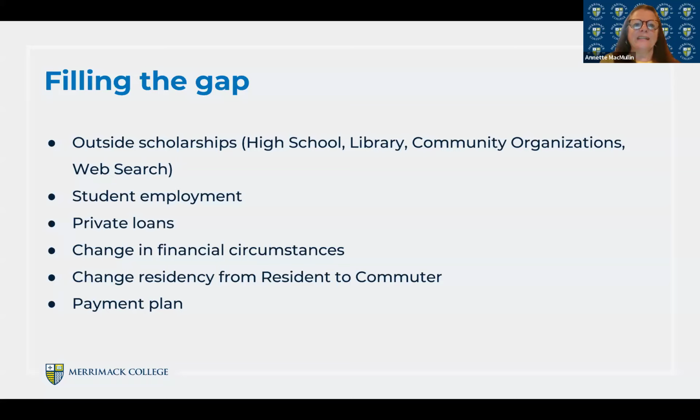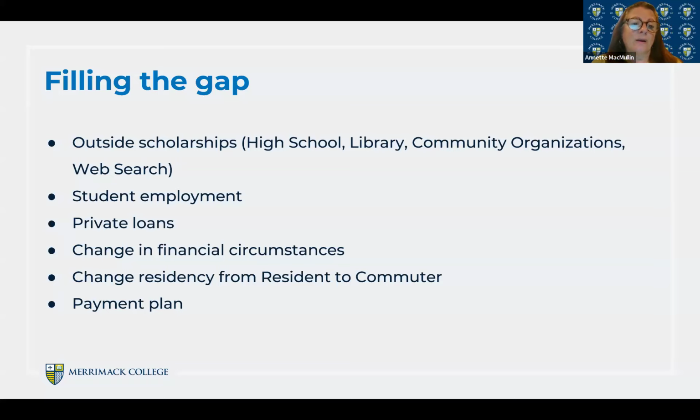So now, filling the gap. Here's some information that we suggest about filling the gap. So again, outside scholarships, anytime you can get free money, that's going to be best for you. You can check with your high school, your library, your community organizations, and doing a web search.